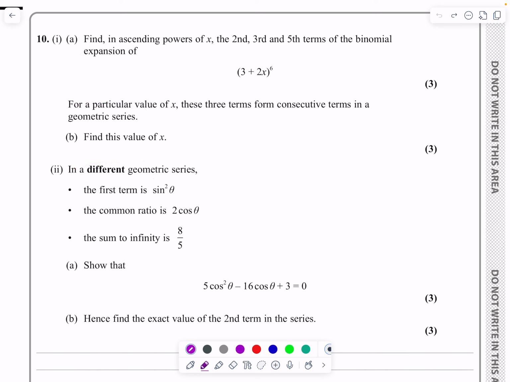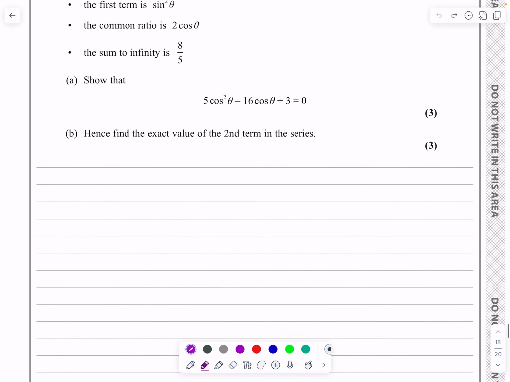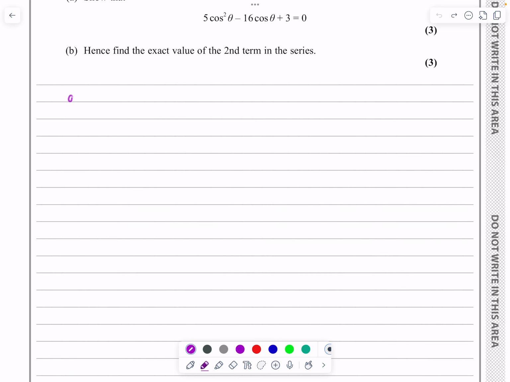Let's have a look at it and get started because it's quite long as well. So 10 part A says, find, in ascending powers of x, the second, third and fifth terms of the binomial expansion of (3 + 2x)^6. Well, yeah, absolutely we can do that. So let's make a start.